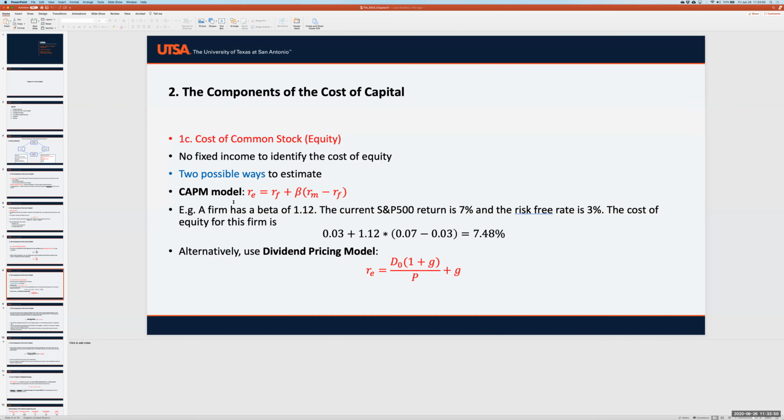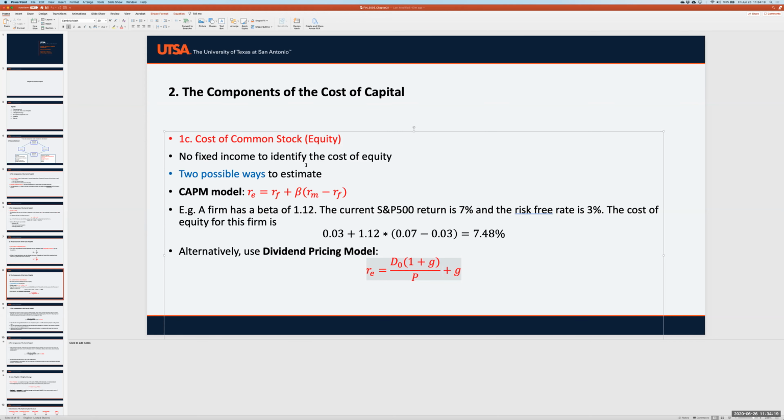Or if the company pays dividend, you can use the dividend pricing model in order to get the cost of common stock, or you can use two models and compare them, and maybe you can use a combination of them. Anyway, you have two options in order to calculate the cost of common stock. And let's look at the first way.